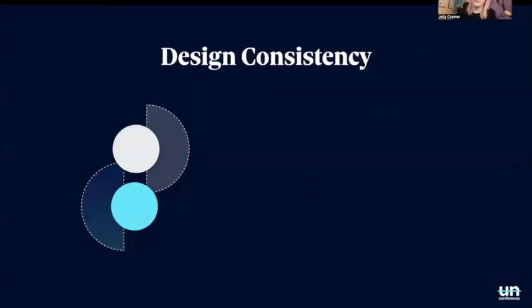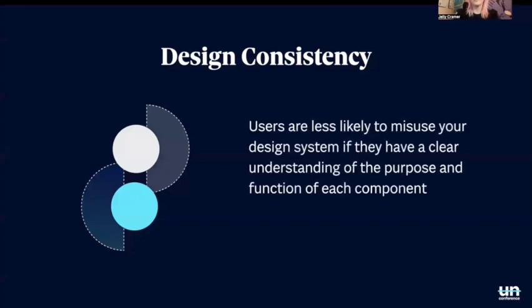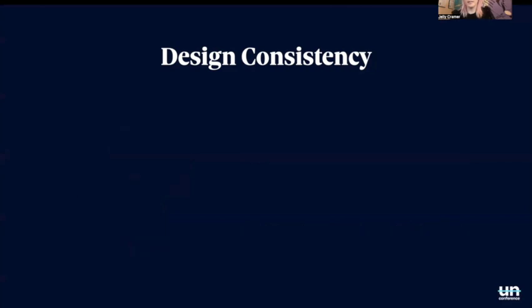Next up, we'll talk about design consistency. Users are less likely to misuse your system if they have a clear understanding of the purpose and function of each component. Effective terminology ensures users understand how to use a system, and if its components are not clearly labeled, users may create designs that stray from the brand guidelines.